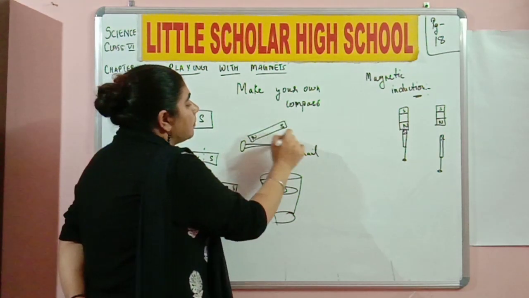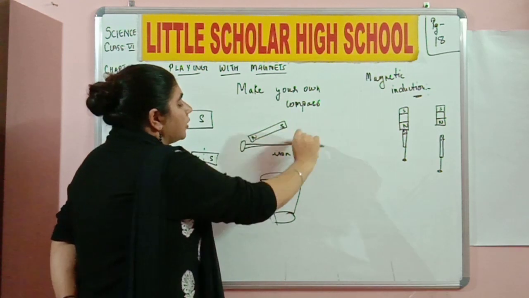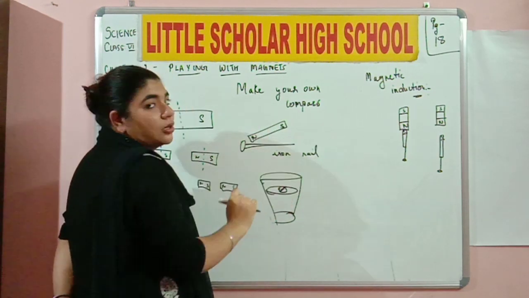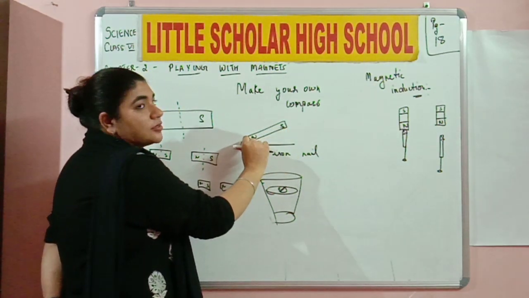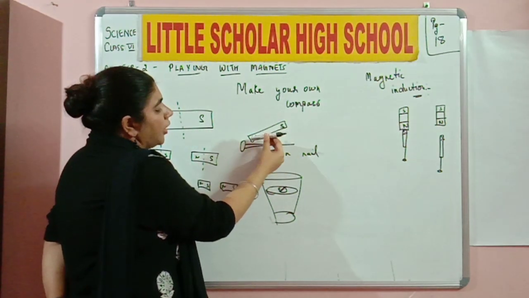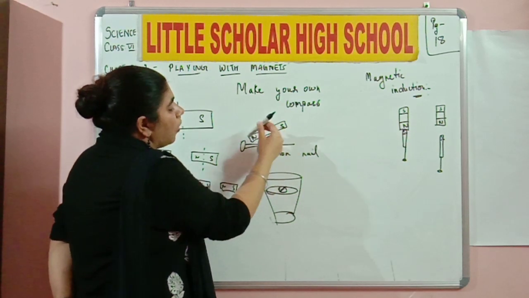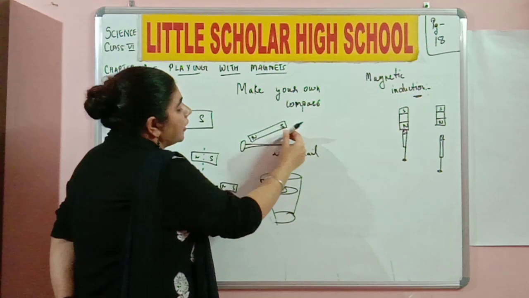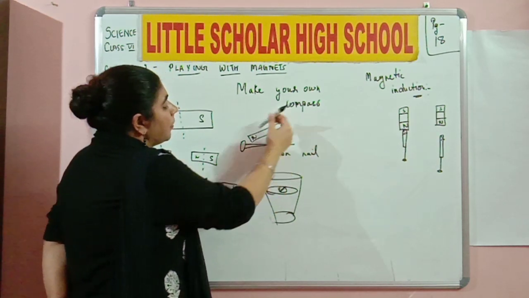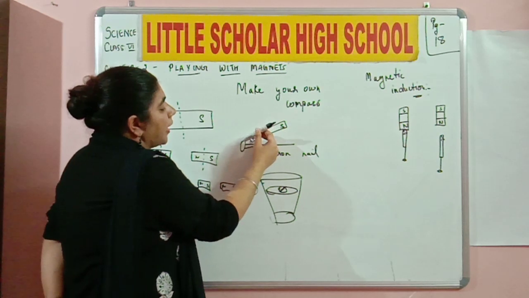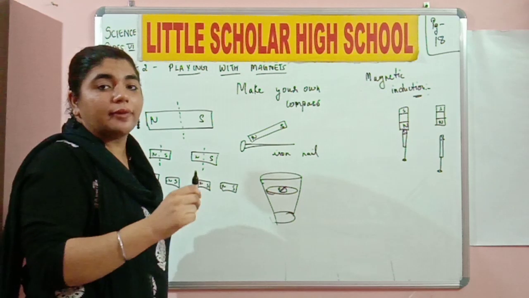So what do I do? I take a bar magnet and I drag the bar magnet on the iron nail in one direction. How do I do it? I take the bar magnet, I bring it to the first end, and I'm dragging the bar magnet on the iron nail in one direction. Once I complete the length, I lift the bar magnet and I come again to the start position and I do it again. I do it like this about 20 to 30 times.